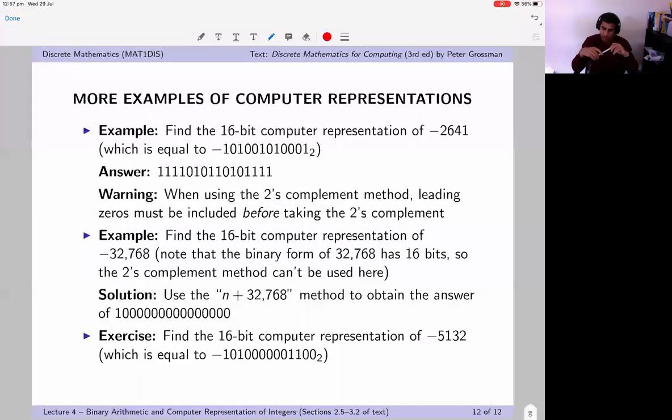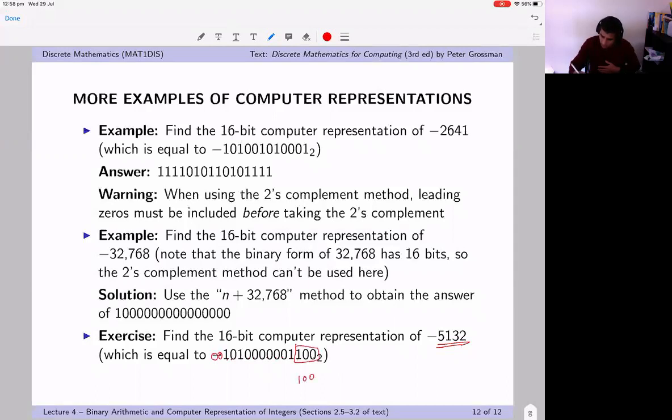Finally, an exercise before we conclude. We have a couple of minutes that we can do. Find the 16-bit computer representation of this number, negative 5,132. I've written the binary representation of 5,132. So again, this is 13 bits. I have to include extra zeros here. And then I apply 2's complement.